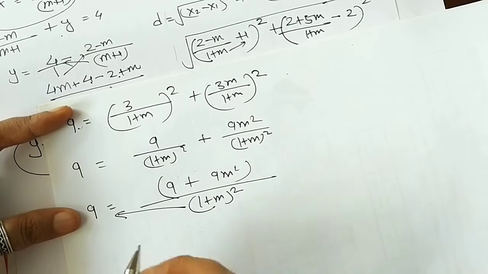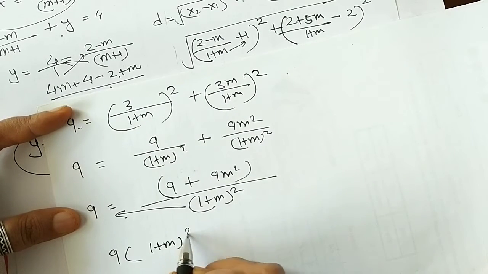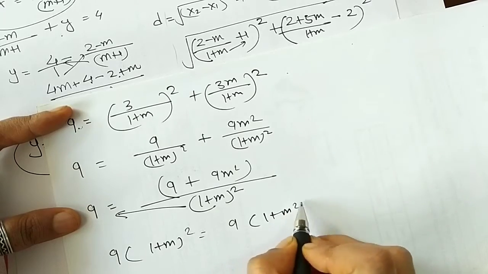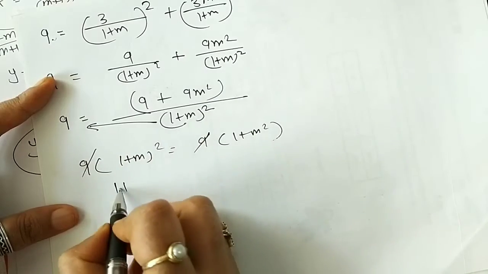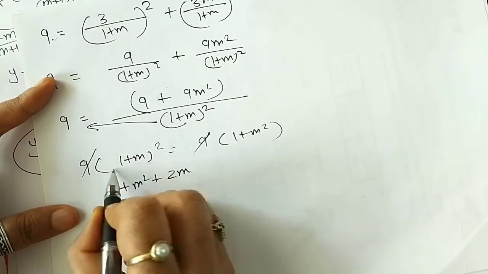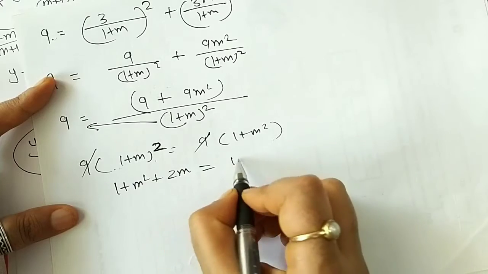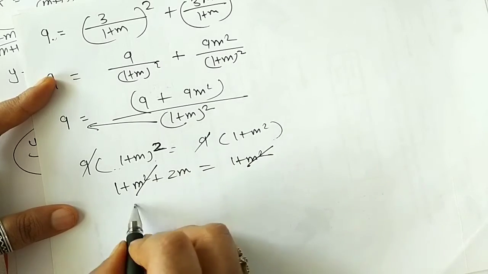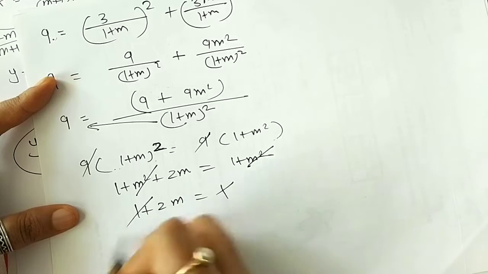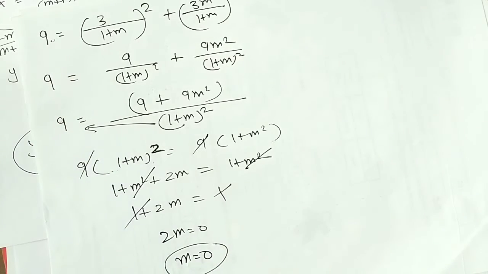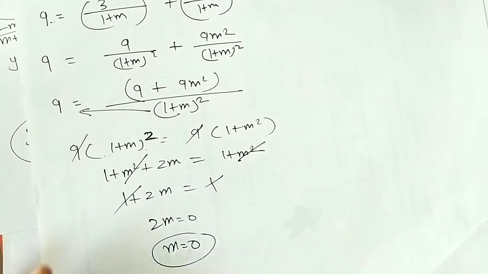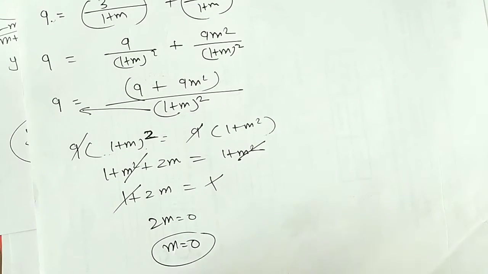Can I write 9 into (1 + m) whole square as 9(1 + m square)? So I will get, guys, 9 will cancel. So 1 plus m square plus 2m, if I open it, this is the whole square, and this is 1 plus m square. m square cancel, so 1 plus 2m is 1. 1 again cancel, so 2m is 0. So m is 0. In Hindi we have a saying, Khoda pahad nikli churiya. It means we did so much calculation and finally we got m as 0.